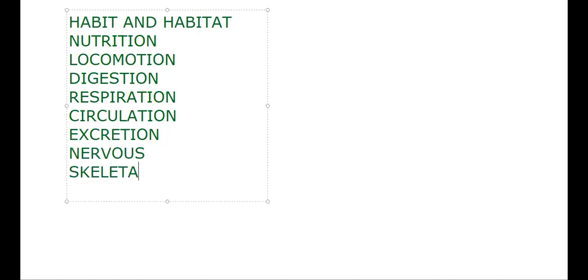Excretion, circulation. I made a spelling mistake. Excretion and the nervous system, skeletal, then reproduction. So these are the points to be followed, and if any differences are there, we'll go into the individual classes. So first of all, let me show you habit and habitat.